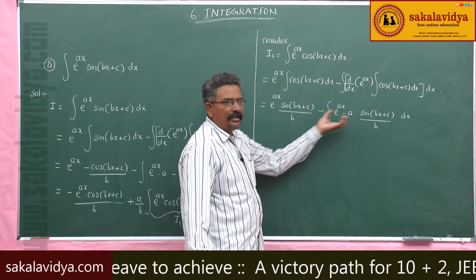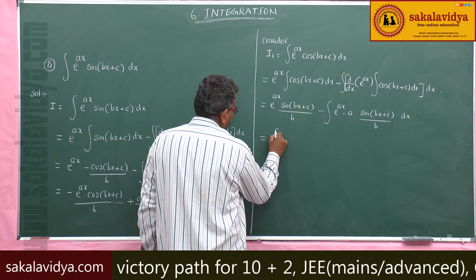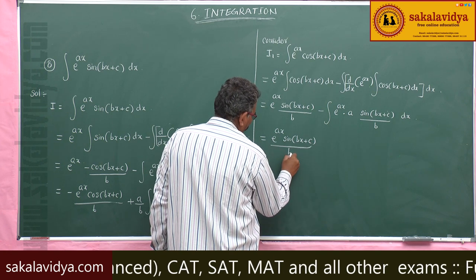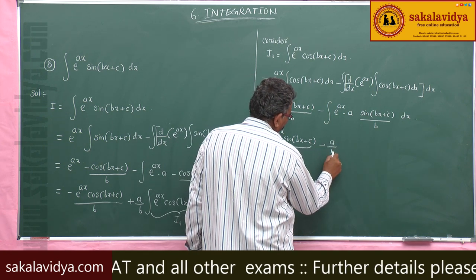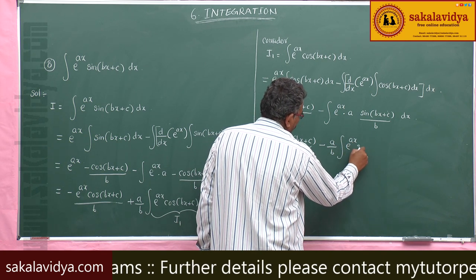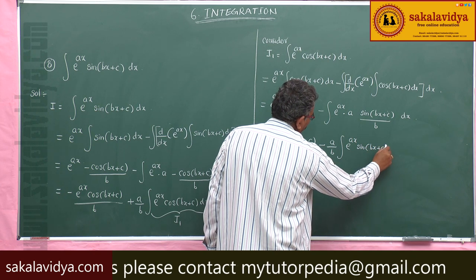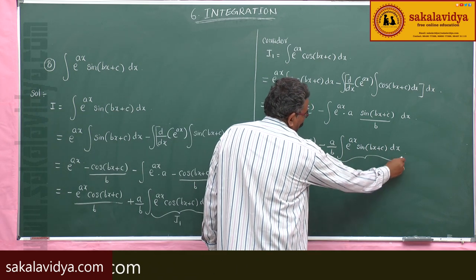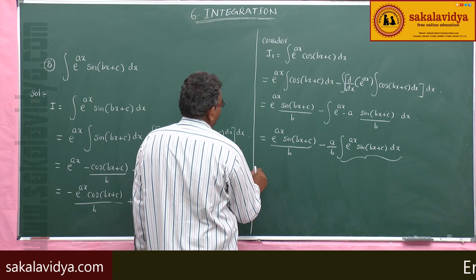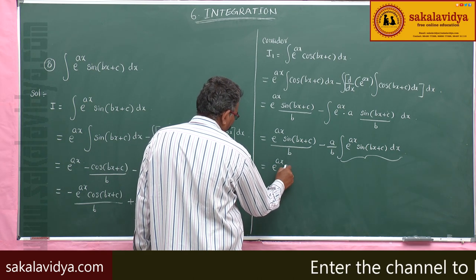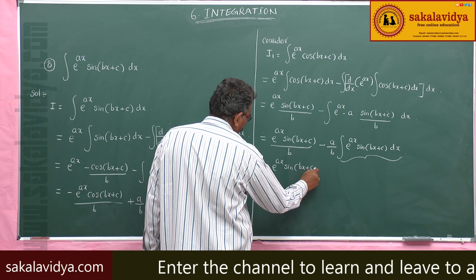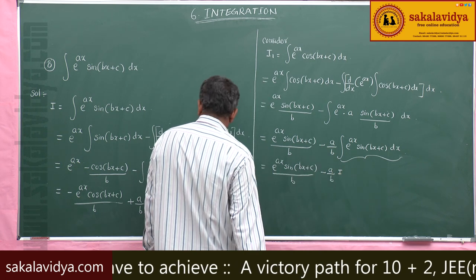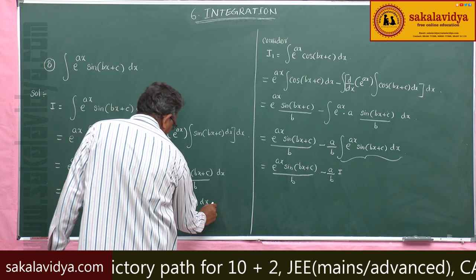Now what do you observe? Take a by b common. So e power ax sin of bx plus c by b, minus a by b common, integral e power ax sin of bx plus c dx. So what do you observe? Again the same integral I appears. We have to replace it. So this becomes now e power ax sin of bx plus c by b minus a by b I. So this is equation 1.